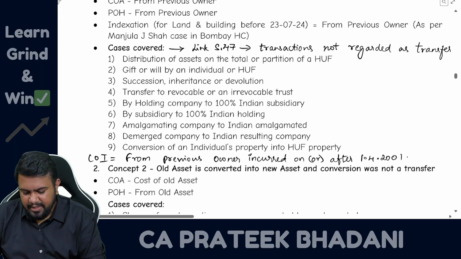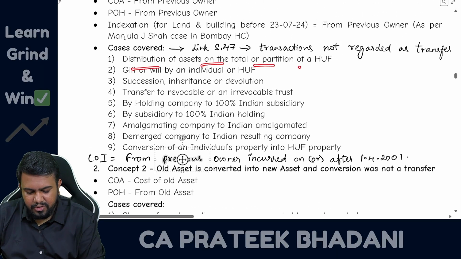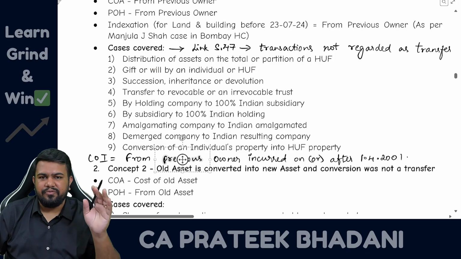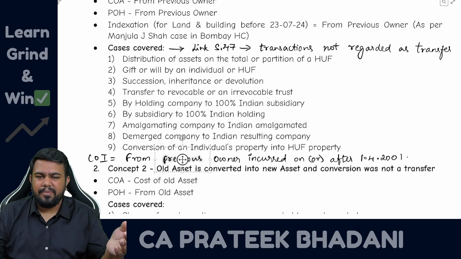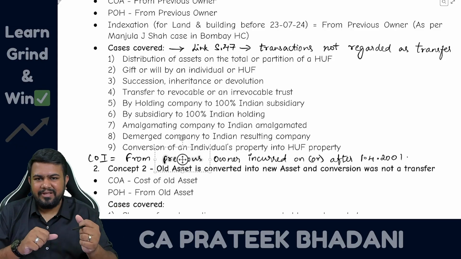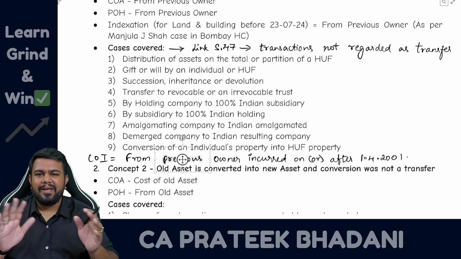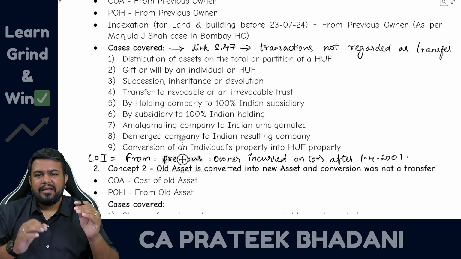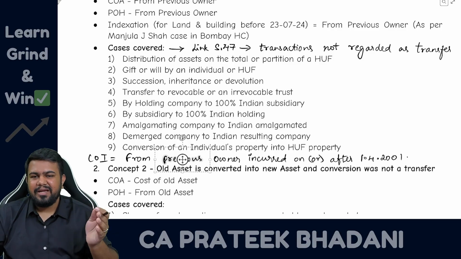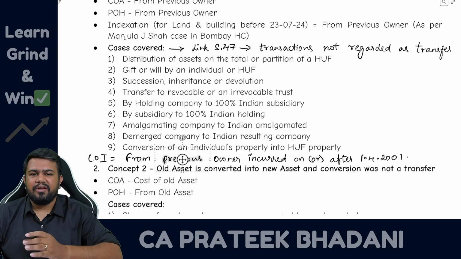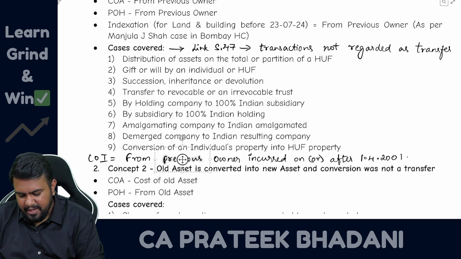Firstly, distribution of assets on the total or partial partition of HUF. So when HUF is partitioning the property, then HUF need not pay any tax. It is a transaction not regarded as transfer. When the individuals are receiving the property, at that time they are also not paying any tax. That is why you have to take the cost of the previous owner, indexation from the previous owner, period of holding from the previous owner.